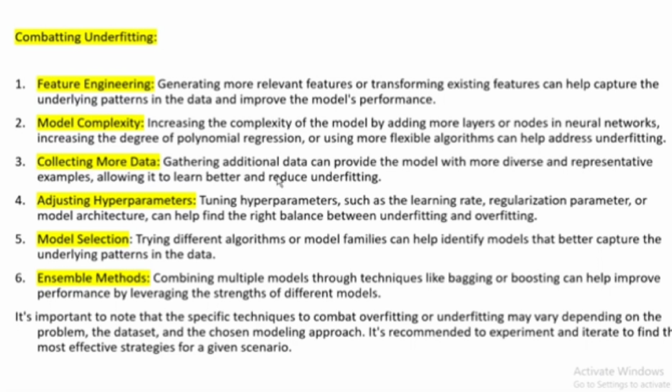Collecting more data. Gathering additional data can provide the model with more diverse and representative examples, allowing it to learn better and reduce underfitting. Adjusting hyperparameters. Tuning hyperparameters such as learning rate, regularization parameter, or model architecture can help find the right balance between underfitting and overfitting.